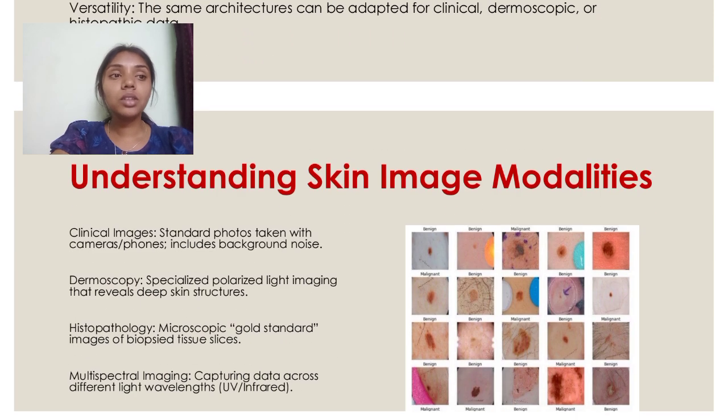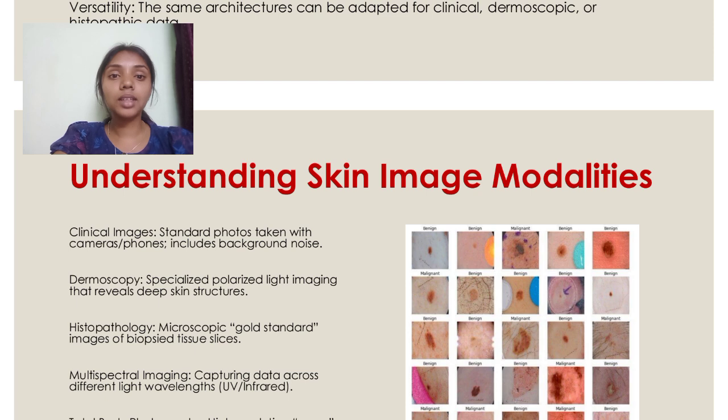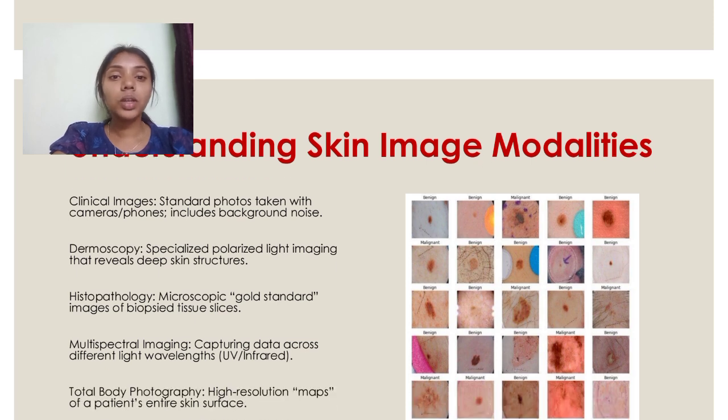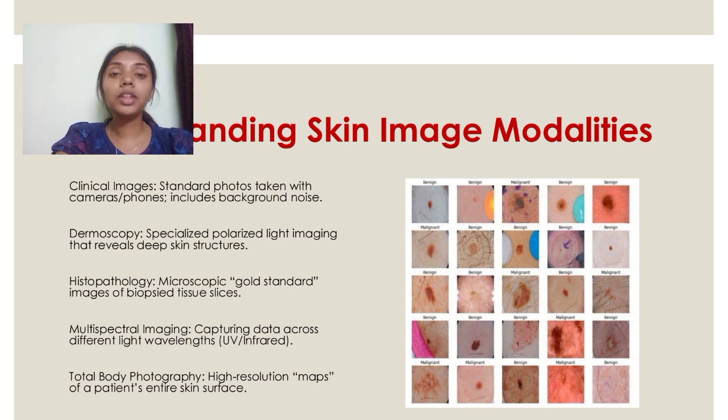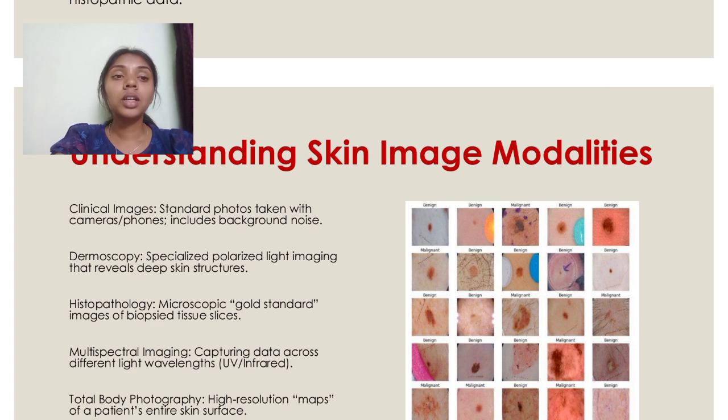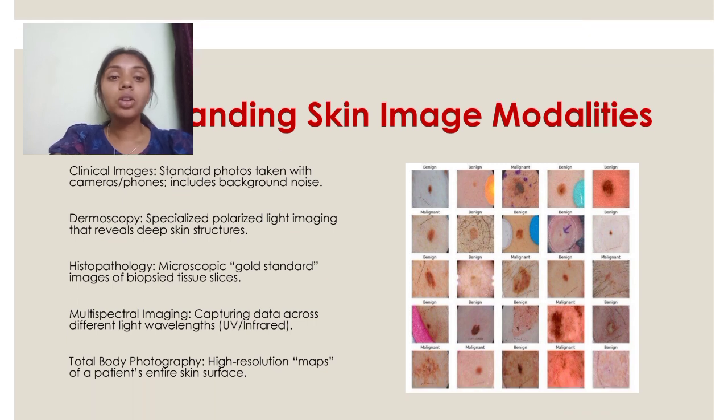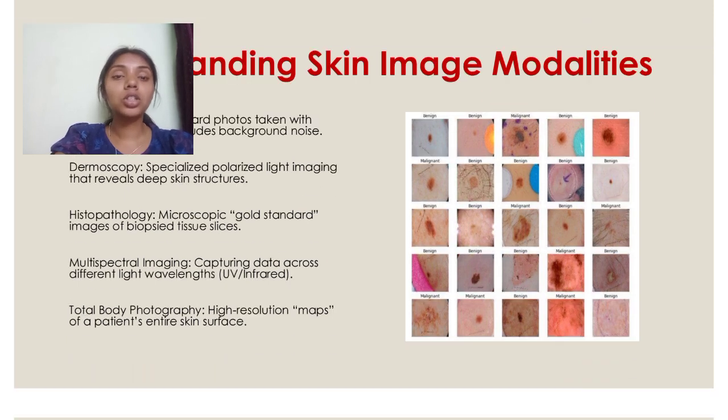And the fourth slide, which is understanding skin image modalities. In this we are going to see about clinical image, dermoscopy, histopathology, multispectral imaging, and finally total body photography. These are the major image modalities. Clinical images are standard photos. Dermoscopy is specialized polarized light imaging, and histopathology microscopy is the gold standard. Total body photography is high resolution maps.